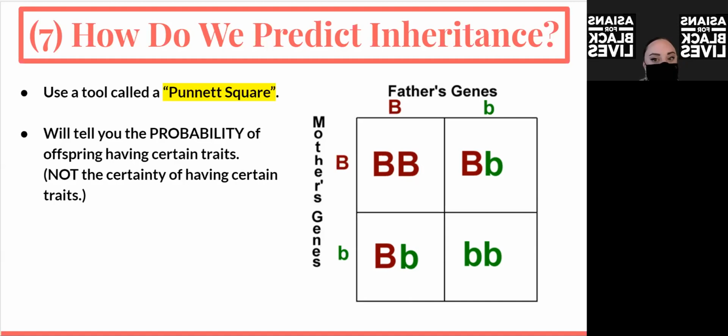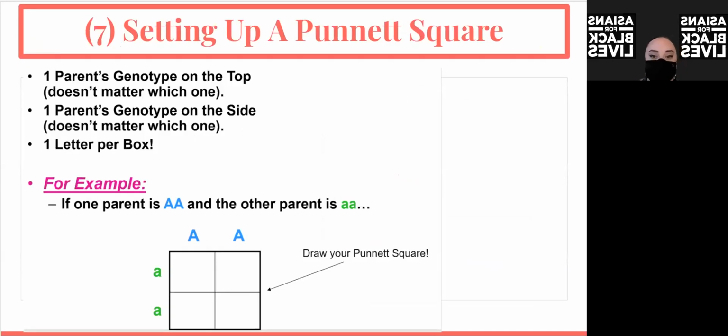Okay, does anyone need more time on this slide? Okay. So how do we set up a Punnett square? When we set up a Punnett square, one parent's genotype goes on the top of the Punnett square, and another parent's genotype goes on the side. It doesn't matter which parent goes where, just one and their variations goes on the top and another and their variations on the side. So here I use colors to help distinguish that.